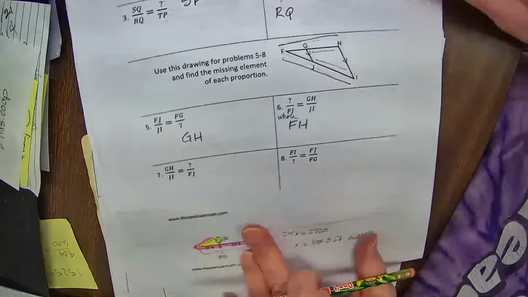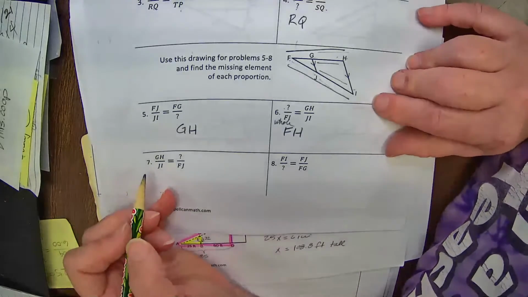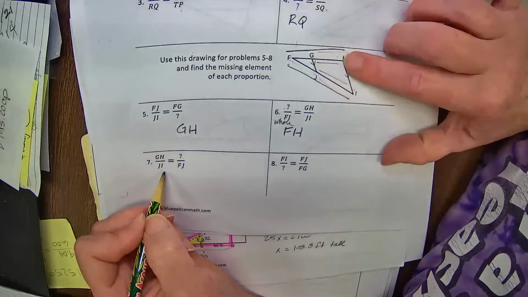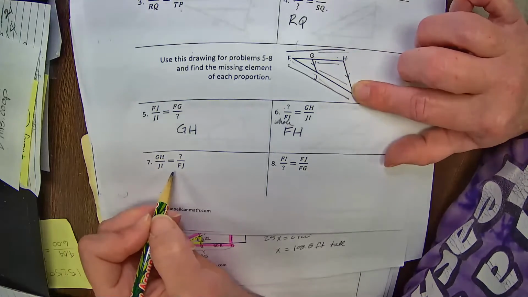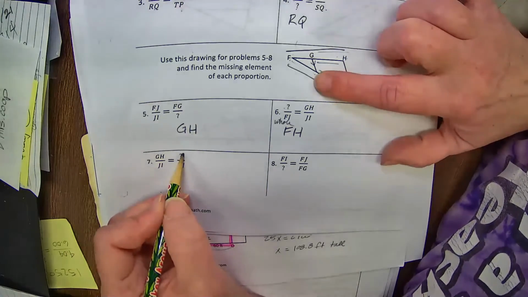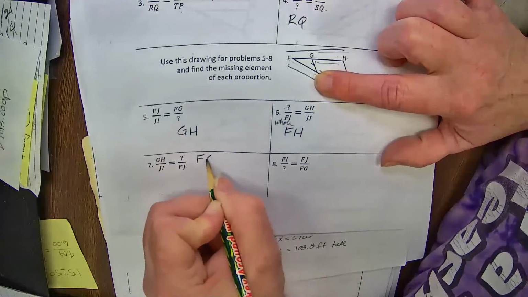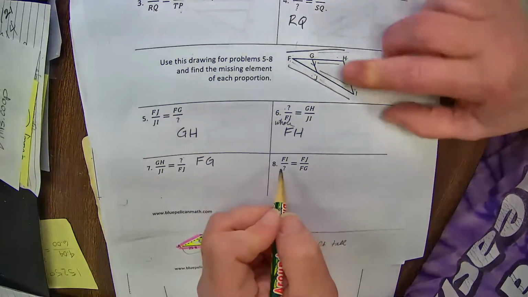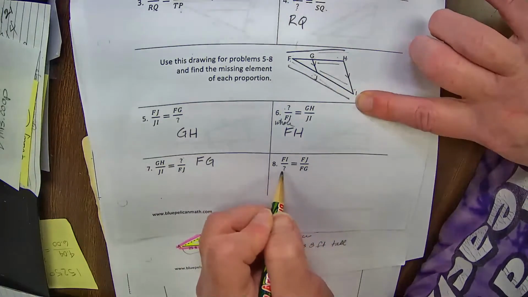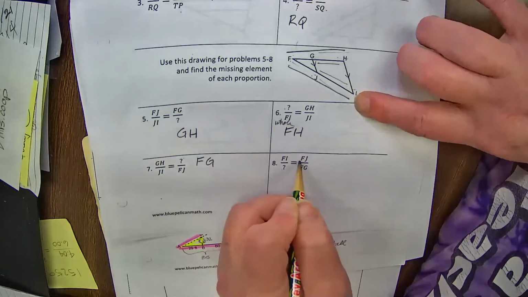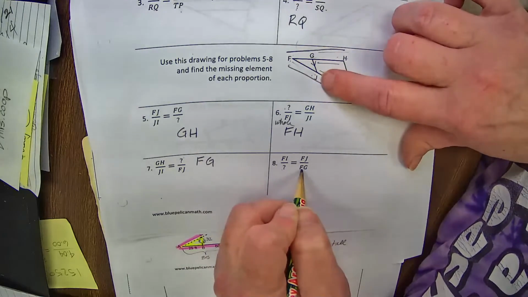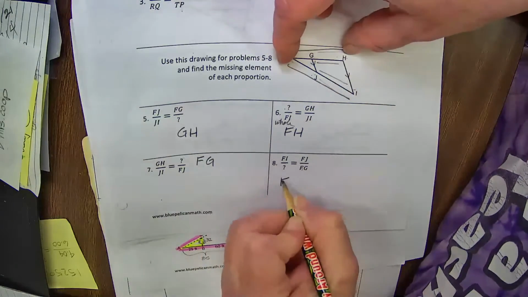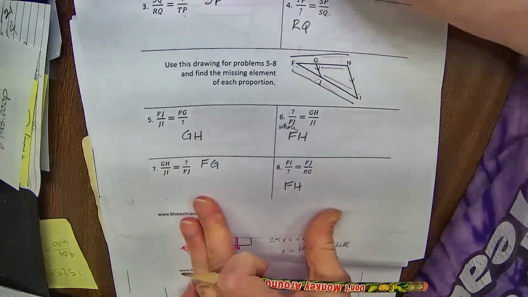All right, GH is to JI, so these bottom parts, as something is to FJ. So this has to be FG. FI, the whole thing, is to something, as FJ is to FG. Well, these are the two small parts, so this must be FH. Okay.